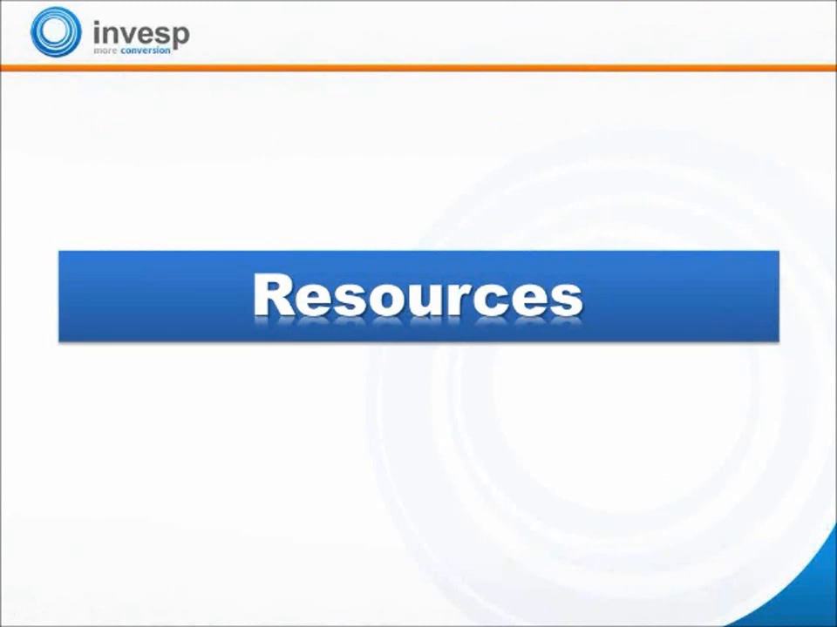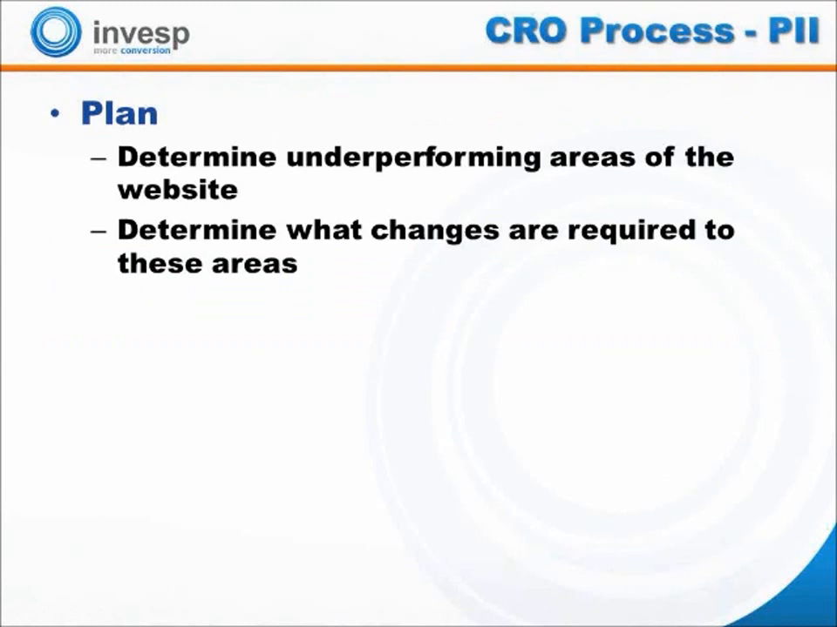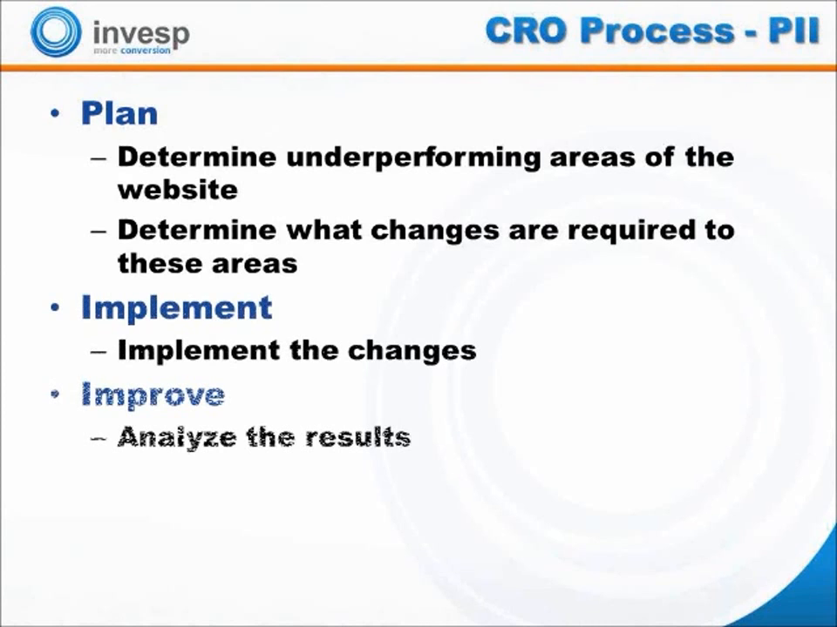Resources. Now, before we get into the resources required to conduct a successful conversion optimization program, you need to think about the conversion optimization process. And we always say that the conversion optimization process is summarized by 3 words: plan, implement, improve. Those are the different elements of a successful conversion optimization program.